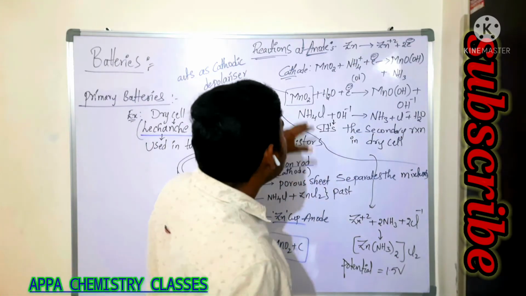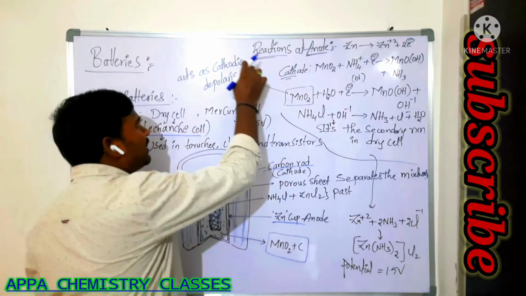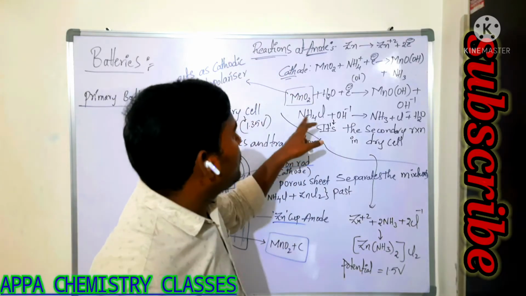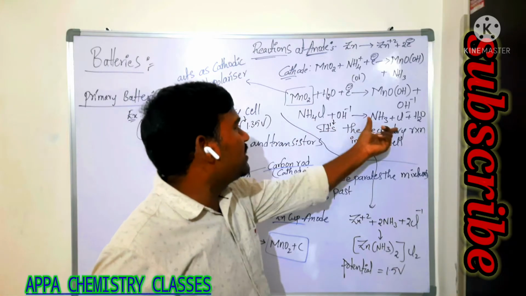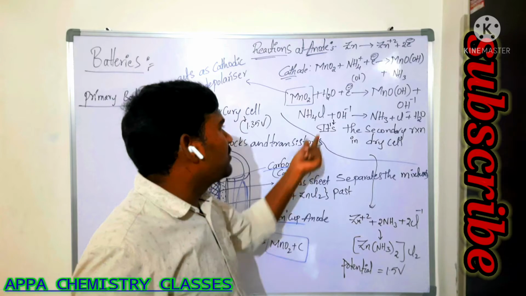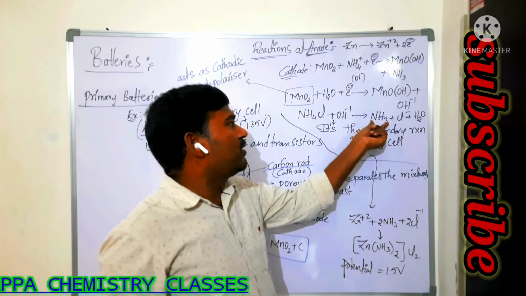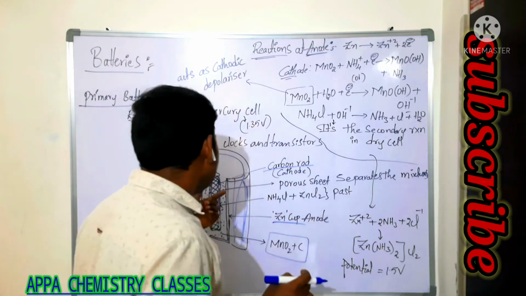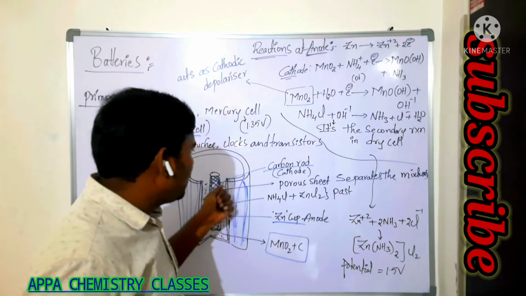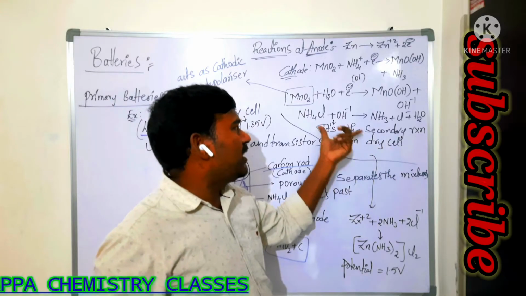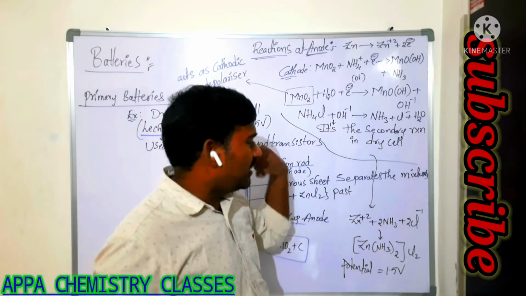In this case, this manganese dioxide acts as the cathodic depolarizer. Now what happens? This ammonium chloride forms ammonia, water and chloride ions. These chloride ions neutralize the charge present around the cathode. Then it is the secondary reaction in a dry cell.